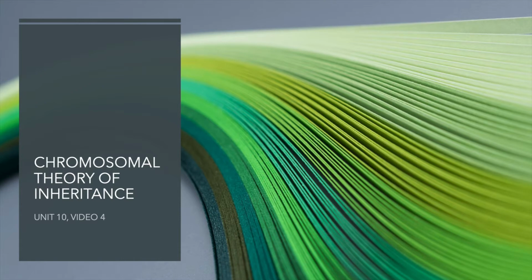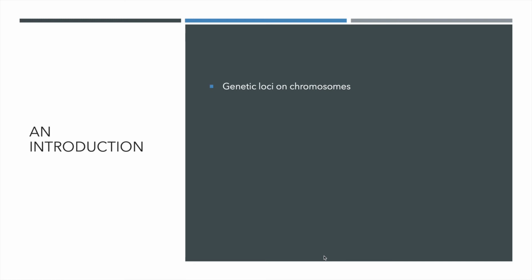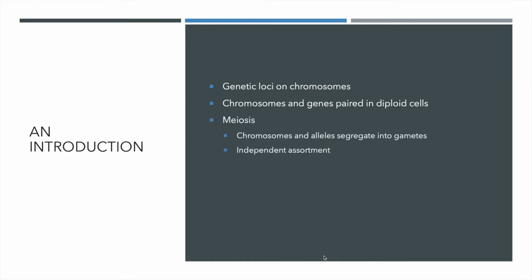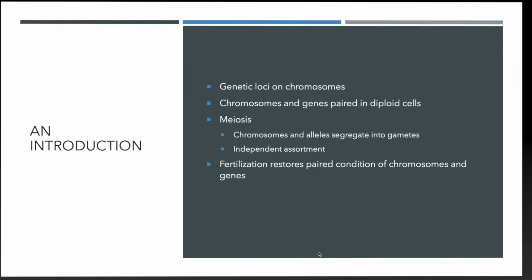In this lesson, we will be talking about the chromosomal theory of inheritance. Genes are located on chromosomes in specific locations or loci. Chromosomes and genes are paired in diploid cells. During meiosis, homologous groups separate and allele pairs segregate into gametes. Chromosomes undergo independent assortment, orienting themselves independent of other homologous pairs into gametes. Fertilization restores the paired condition of both chromosomes and genes.